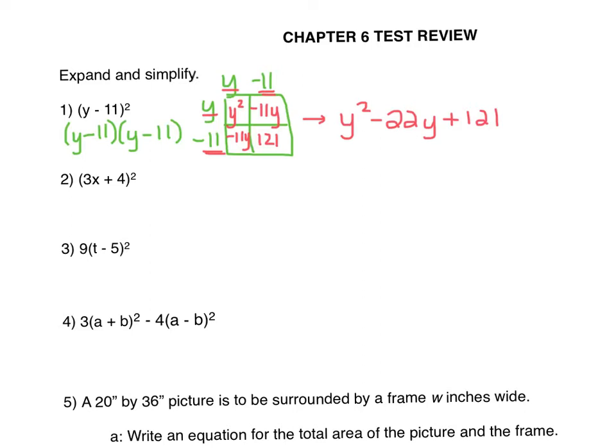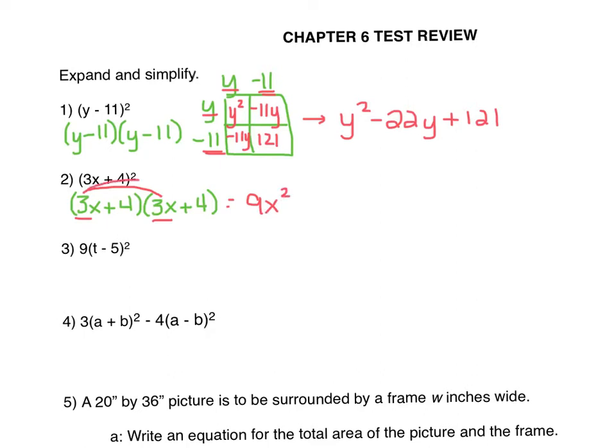I'm going to do 3x plus 4 and expand it. So 3x plus 4 times 3x plus 4. And I'll do this one with the more traditional FOIL method. So I start with first and first, so 3x times 3x. Well, 3 times 3 is 9, and x times x is x squared. So 3x times 3x gives me 9x squared.